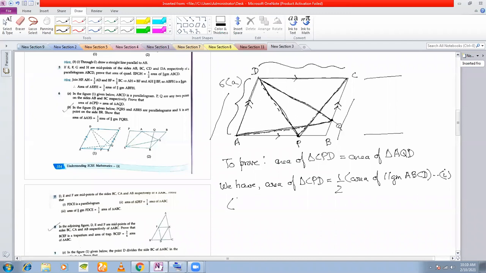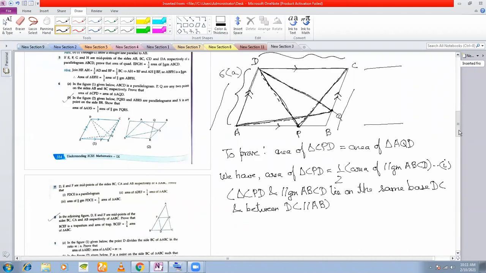Okay, so let's give the reason for the first one. Triangle CPD and parallelogram ABCD lie on the same base DC and between two parallel lines DC and AB. So DC parallel to AB.